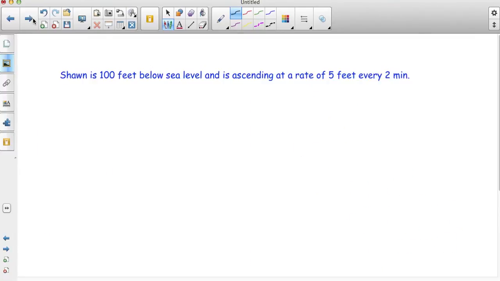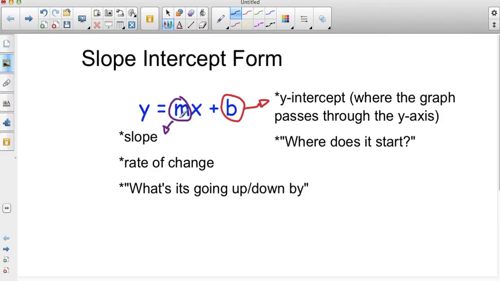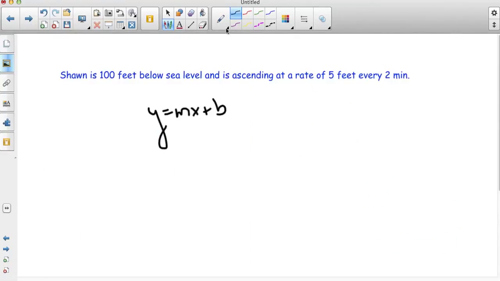Last example is this word problem. I want to try to create a y equals mx plus b, see if I can write an equation representing this situation here. Sean is 100 feet below sea level and is ascending at a rate of 5 feet every 2 minutes. If we go back, then we notice that the slope is the rate of change, or what it's going up or down by. In this case, he's going up because of the word ascending. So I know that my rate of change is 5 feet every 2 minutes. Let's write that as a fraction. He's going up 5 feet every 2 minutes.